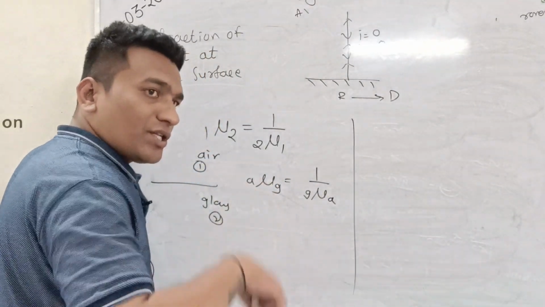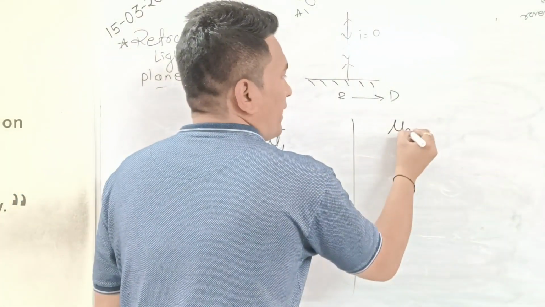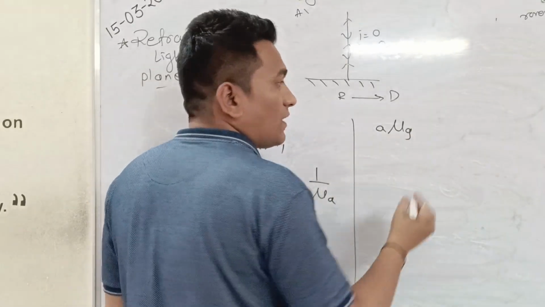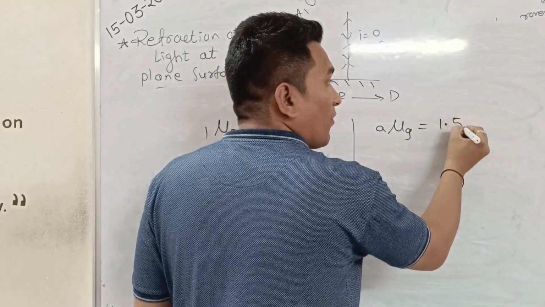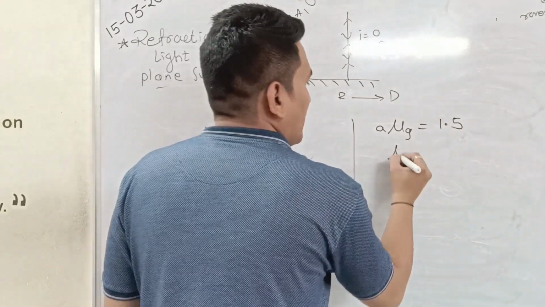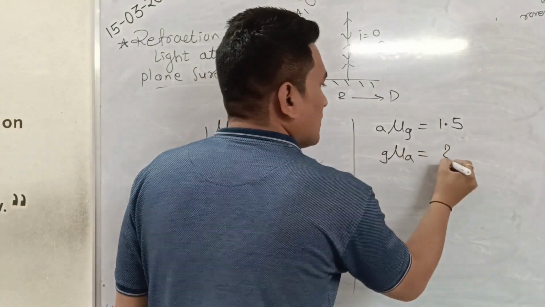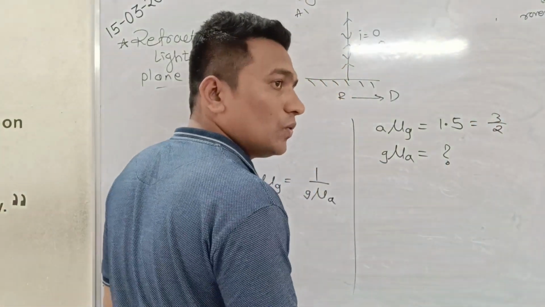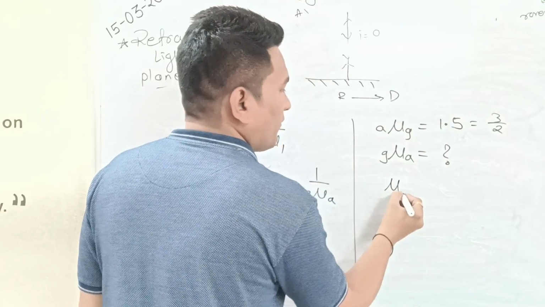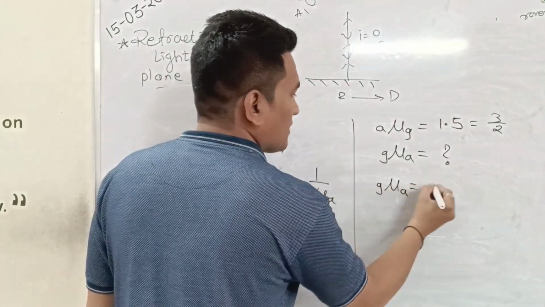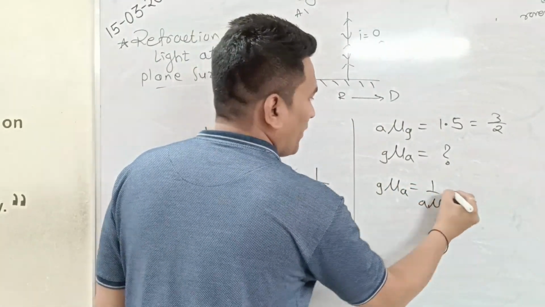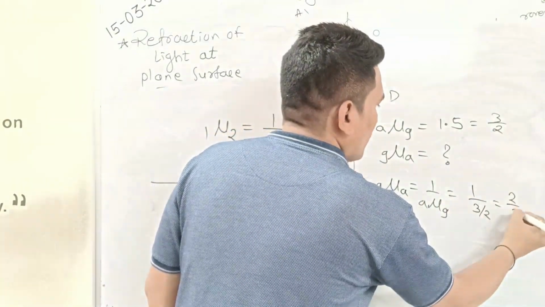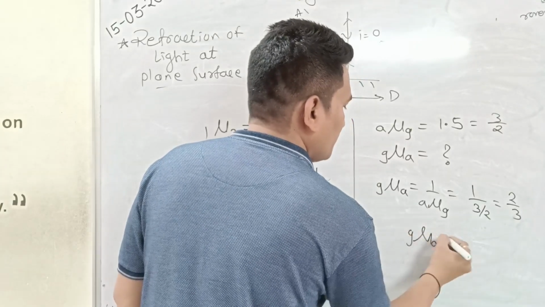If a question is asked for 1 mark, this was asked in prelims I guess, the refractive index of glass with respect to air is, let us suppose, 1.5. So what is the refractive index of air with respect to glass? 1.5 is nothing but 3 by 2. So as per the formula, the refractive index of air with respect to glass is 1 upon the refractive index of glass with respect to air. So 1 upon 3 by 2, so 2 will go up, so 2 by 3. Solve this, you will get the answer.